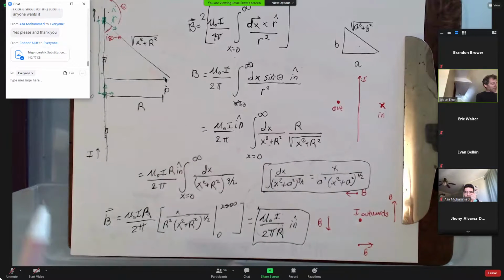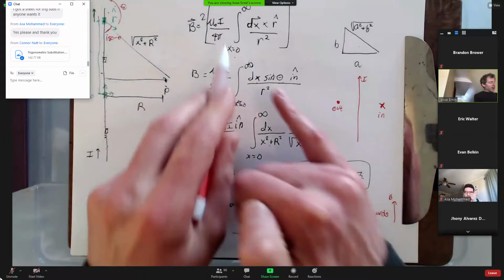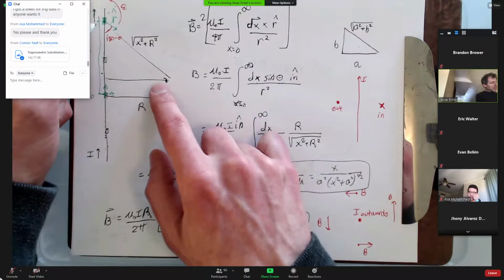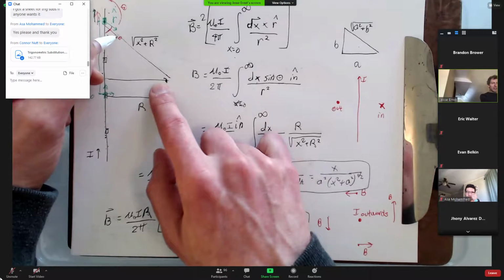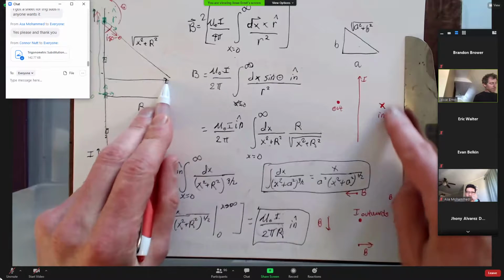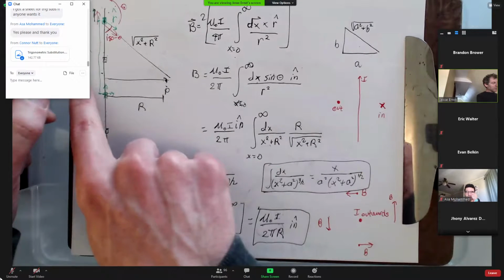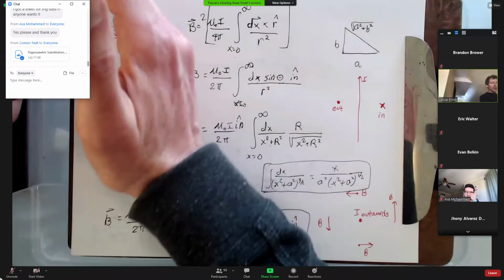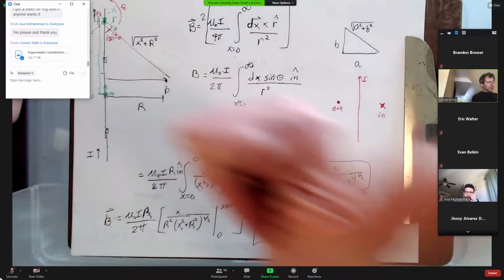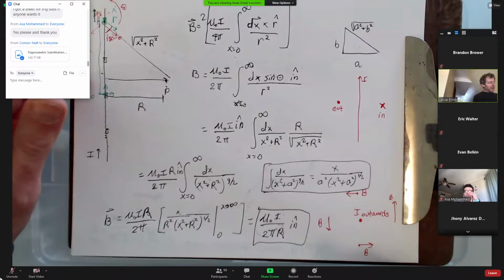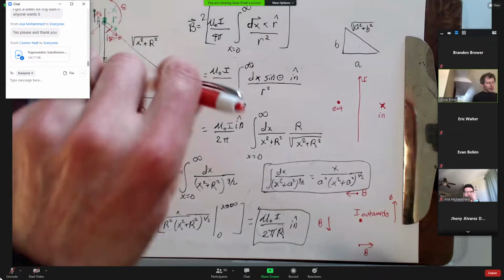And you can see that from this ds cross r hat. If you're standing here, ds vector points this way, r hat points that way. So ds cross r hat is into the page. So the B field here is into the page. If you're on this side though, ds vector points this way, r hat goes that way to this point. So now ds cross r hat is out of the page. So the B field on this side, on the surface of the paper, is out. And you can do that same exercise going all the way around.